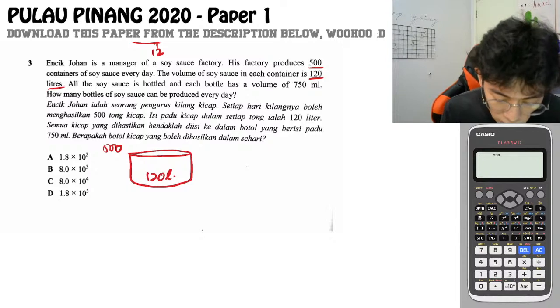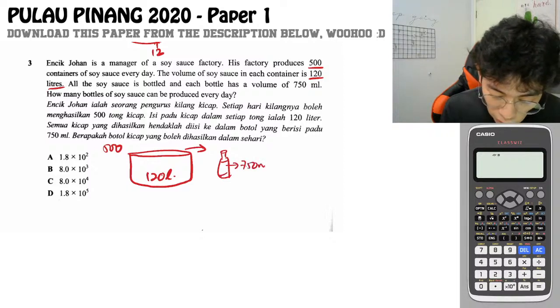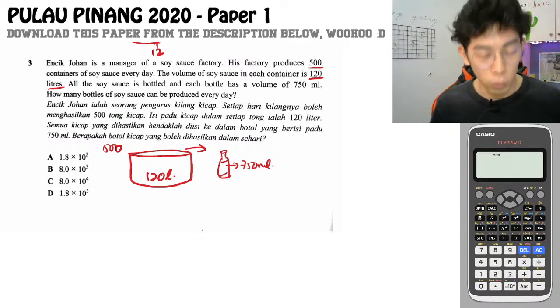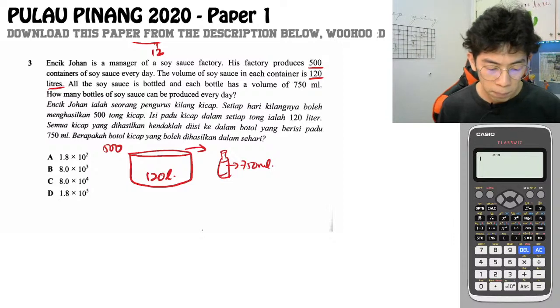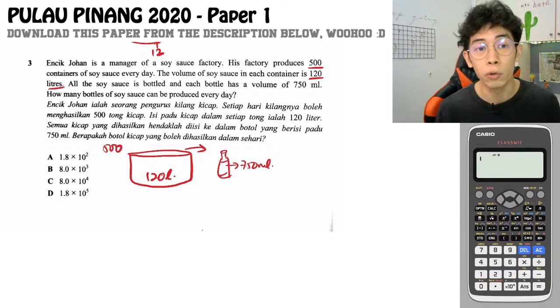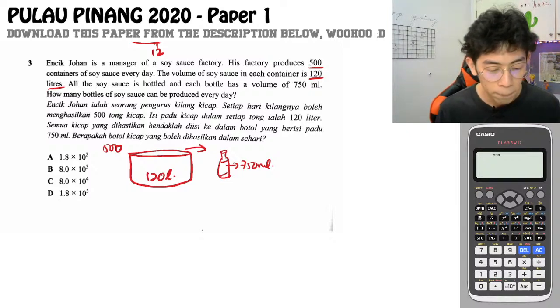All the soy sauce is bottled into each bottle which has a volume of 750 mLs, right? So my main problem here is whether we should follow mL or liters. So it's up to you. For me, I personally prefer liters. The reason being, it's smaller in number wise, so it will be easier for me to handle.